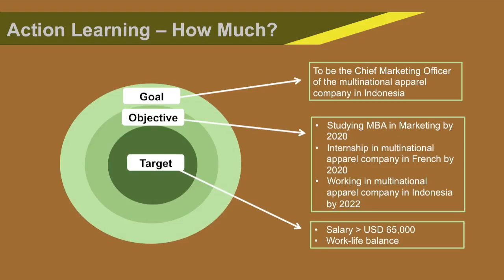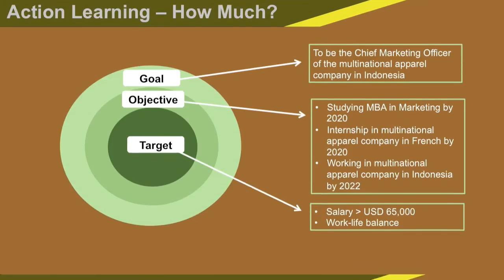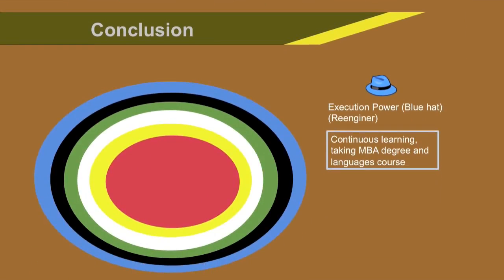Therefore, my objective is to study an MBA in marketing by 2020, have an internship in a multinational apparel company in London by 2020, and work in a multinational apparel company in Indonesia by 2022. These objectives are the strategies to achieve my targets, which are getting a salary above 60,000 US dollars and having a work-life balance. So, to conclude my self-assessment by the action learning framework, I am using the 6 hats and 6 types of powers.